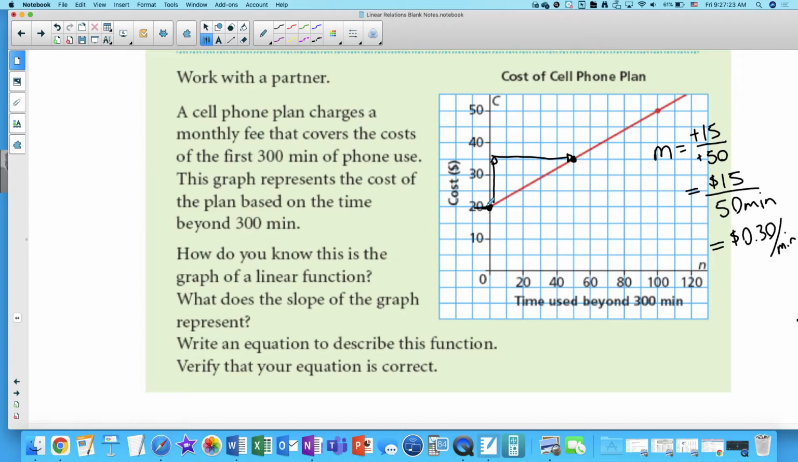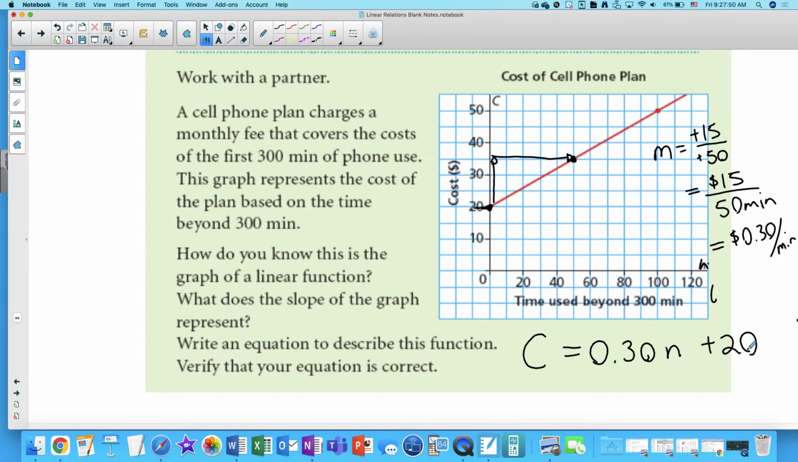$20, yeah. So if we write an equation for cost, and this is n for number of minutes, right? The slope is 0.30 or 0.3 times n plus 20. Okay. What do you think the 20 represents?